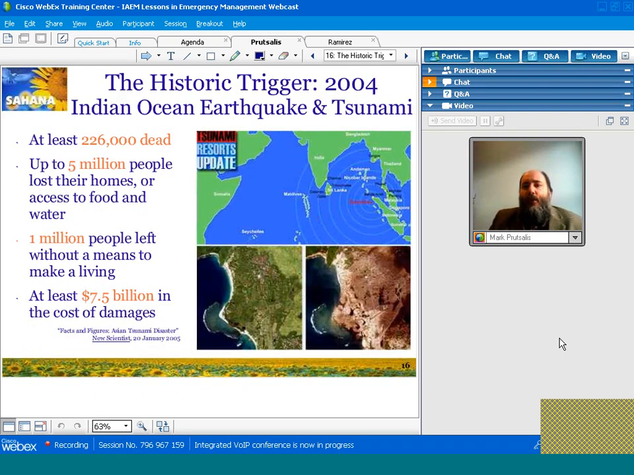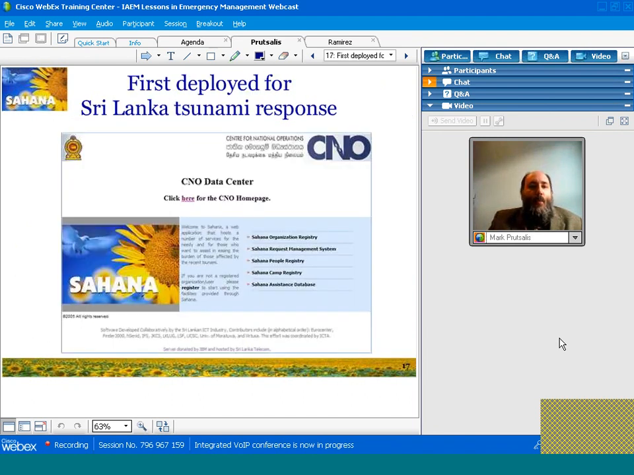The historic trigger for Sahana software was the 2004 Indian Ocean earthquake and tsunami, which affected several countries in the region, but particularly Sahana came out of Sri Lanka's experience, where it was first developed there in the weeks after the tsunami in Sri Lanka by the IT community, who wanted to do something to help their own country recover.